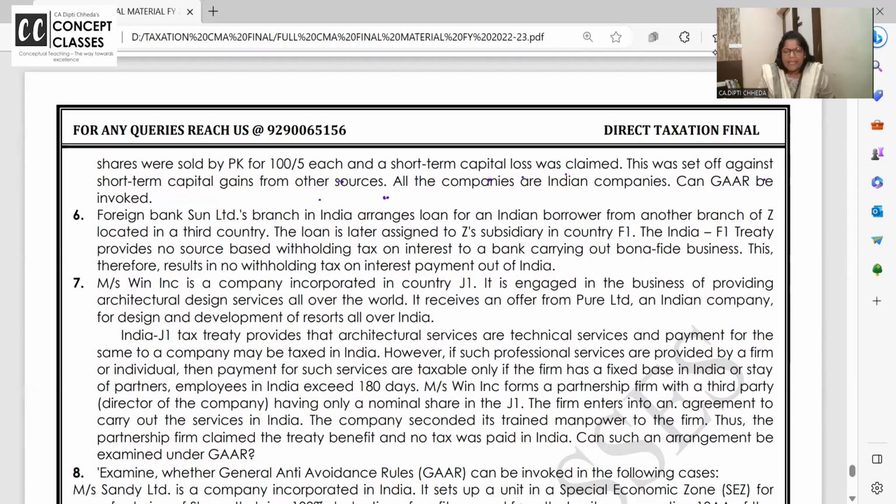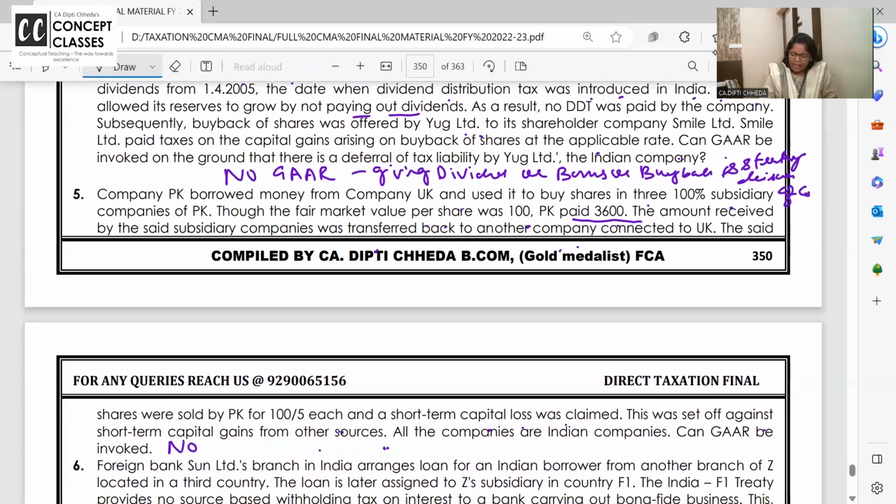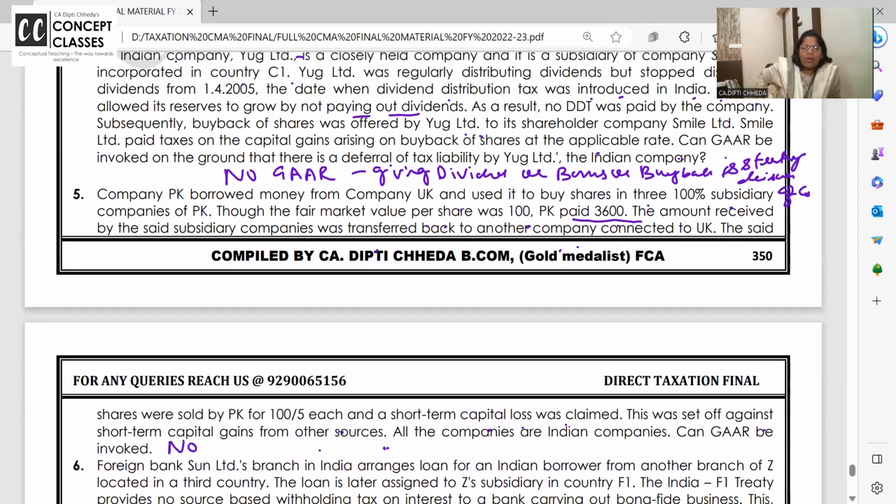All the companies are Indian companies. यहाँ कोई foreign company नहीं. Can GAAR be invoked? Answer is no. First of all, please note this company PK and all these companies, Indian companies, they are not listed companies. कुछ लिस्ट नहीं हुआ है.